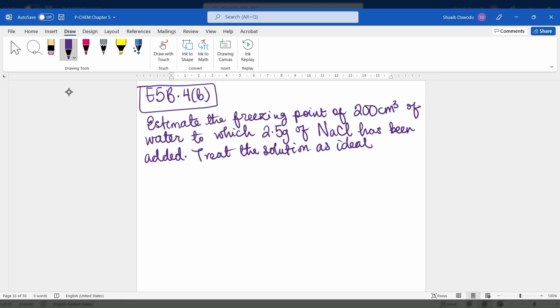Today we're going to be working on the question on the screen that says: estimate the freezing point of 200 centimeter cube of water to which 2.5 grams of NaCl has been added. Treat the solution as ideal. So when you look at this question, you see that we have a freezing point question where we're told to determine the freezing point of 200 centimeter cube of water to which 2.5 grams of NaCl has been added. Treat the solution as ideal.